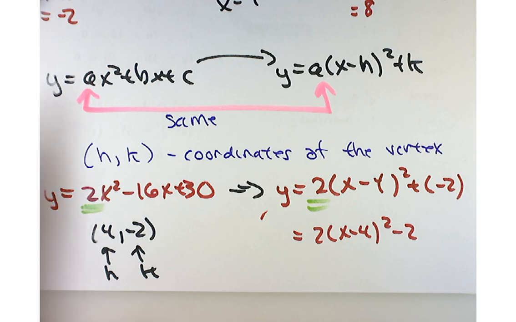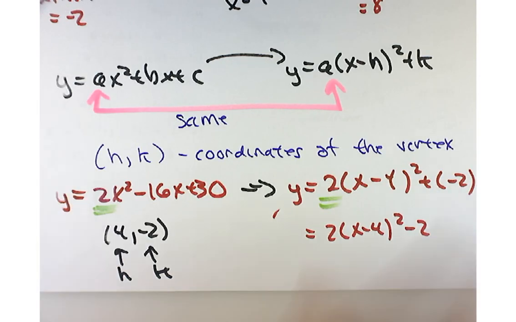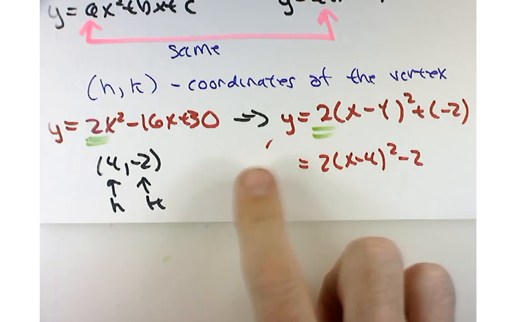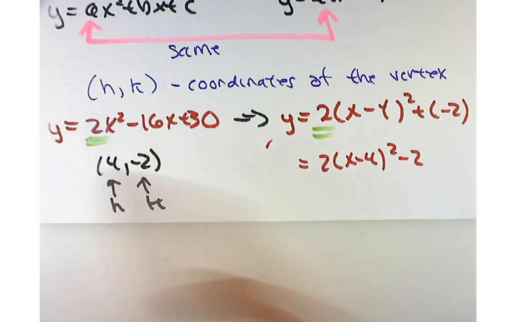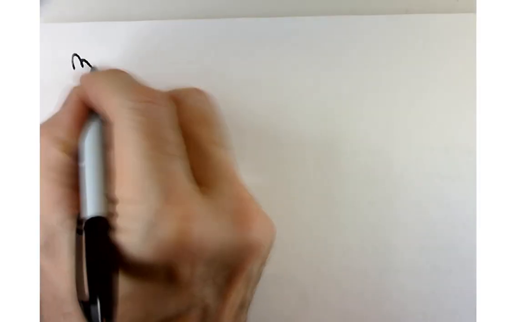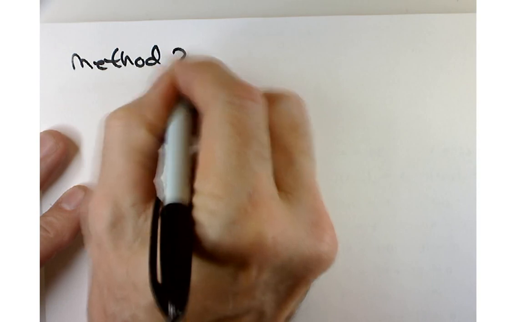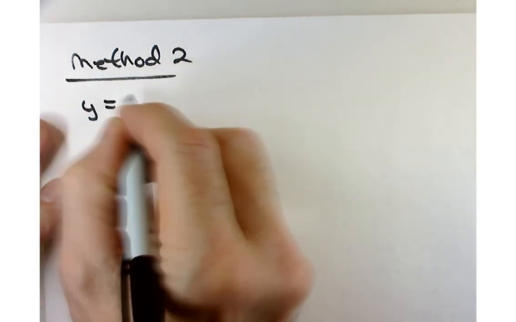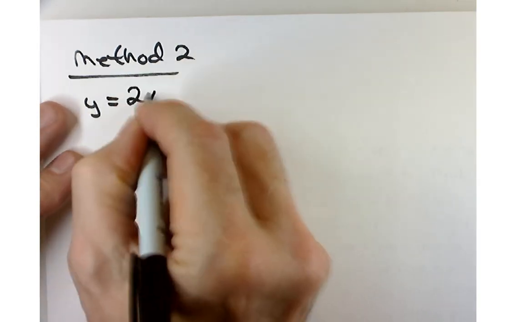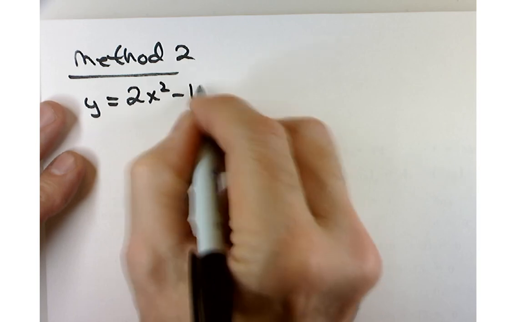There's a little bit more we can do with this one. Suppose you don't have a good graphing calculator or you're just not comfortable moving around on this stuff. Let's take a look at this another way. Let's go back, and I'll call this method 2. Y equals 2x squared minus 16x plus 30.